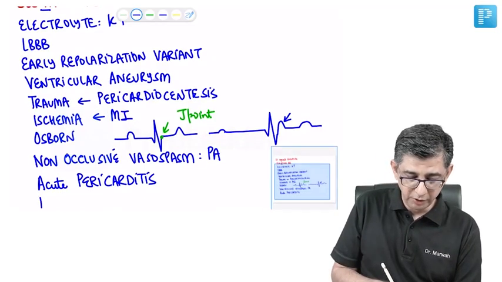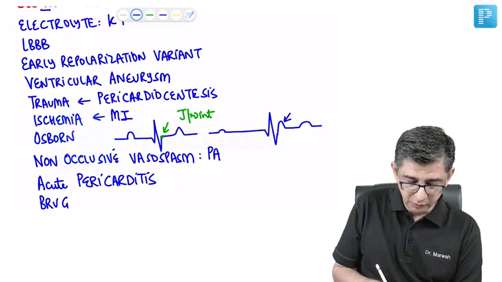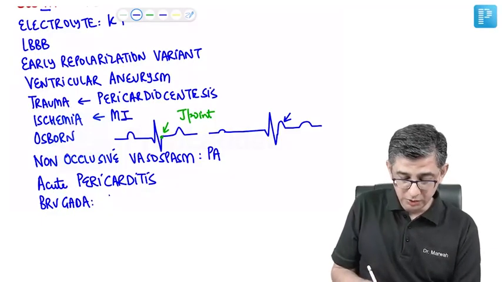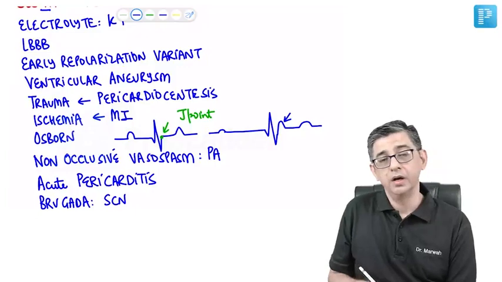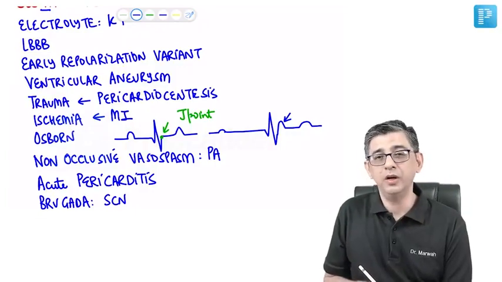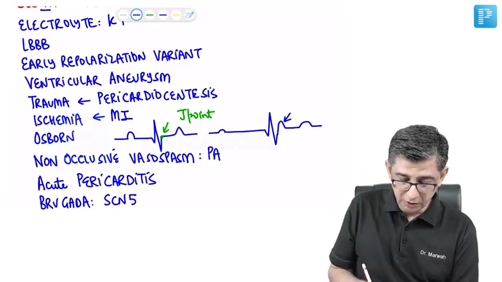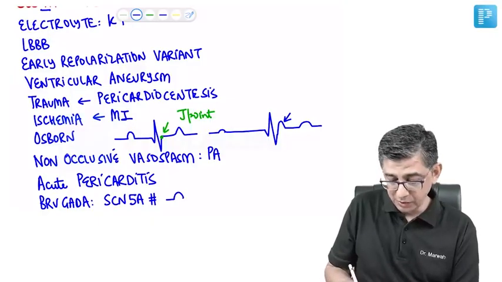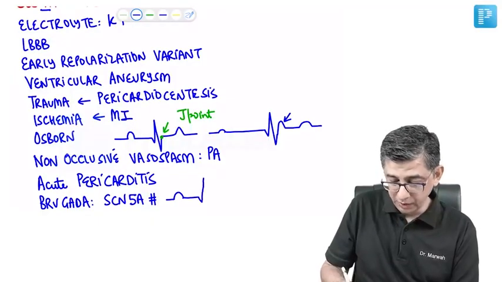And alphabet B would stand for Brugada. Now, as far as Brugada is concerned, this is of special interest to the examiner because this is a sodium channel defect. Just like we have channelopathies in neurology, we could be having channel defects in the heart. This is SCN5A defect. And in this patient, again, sudden cardiac death could be occurring.